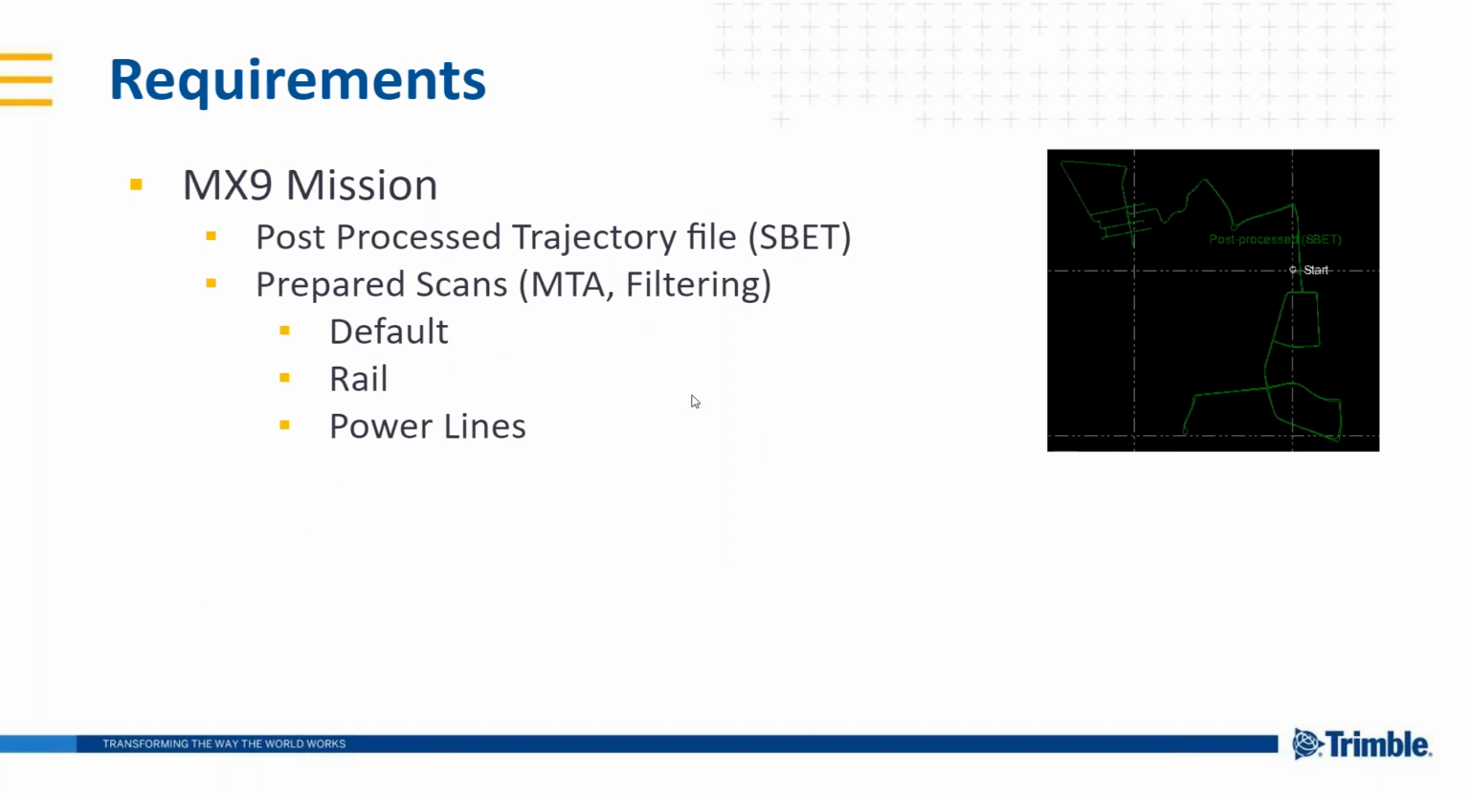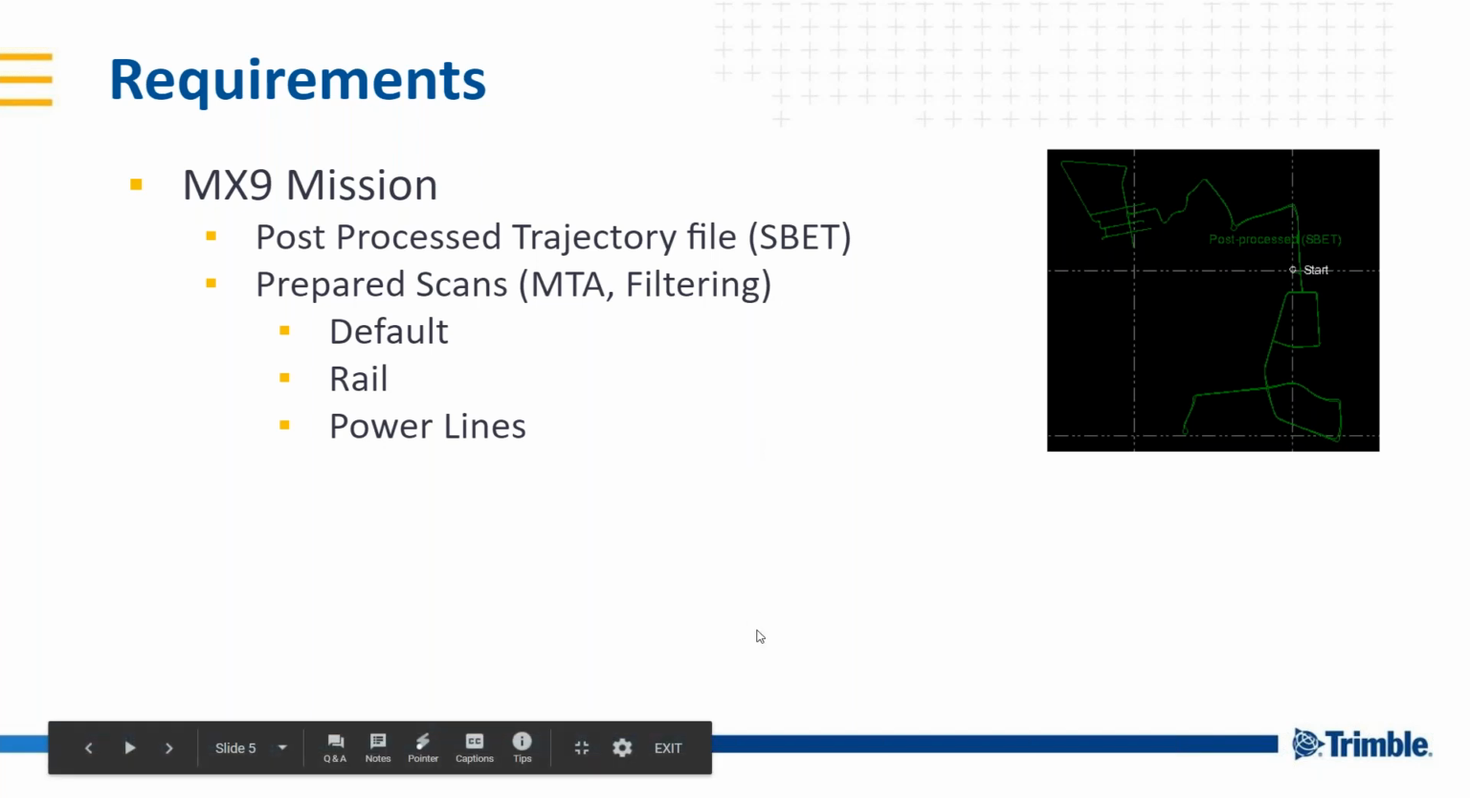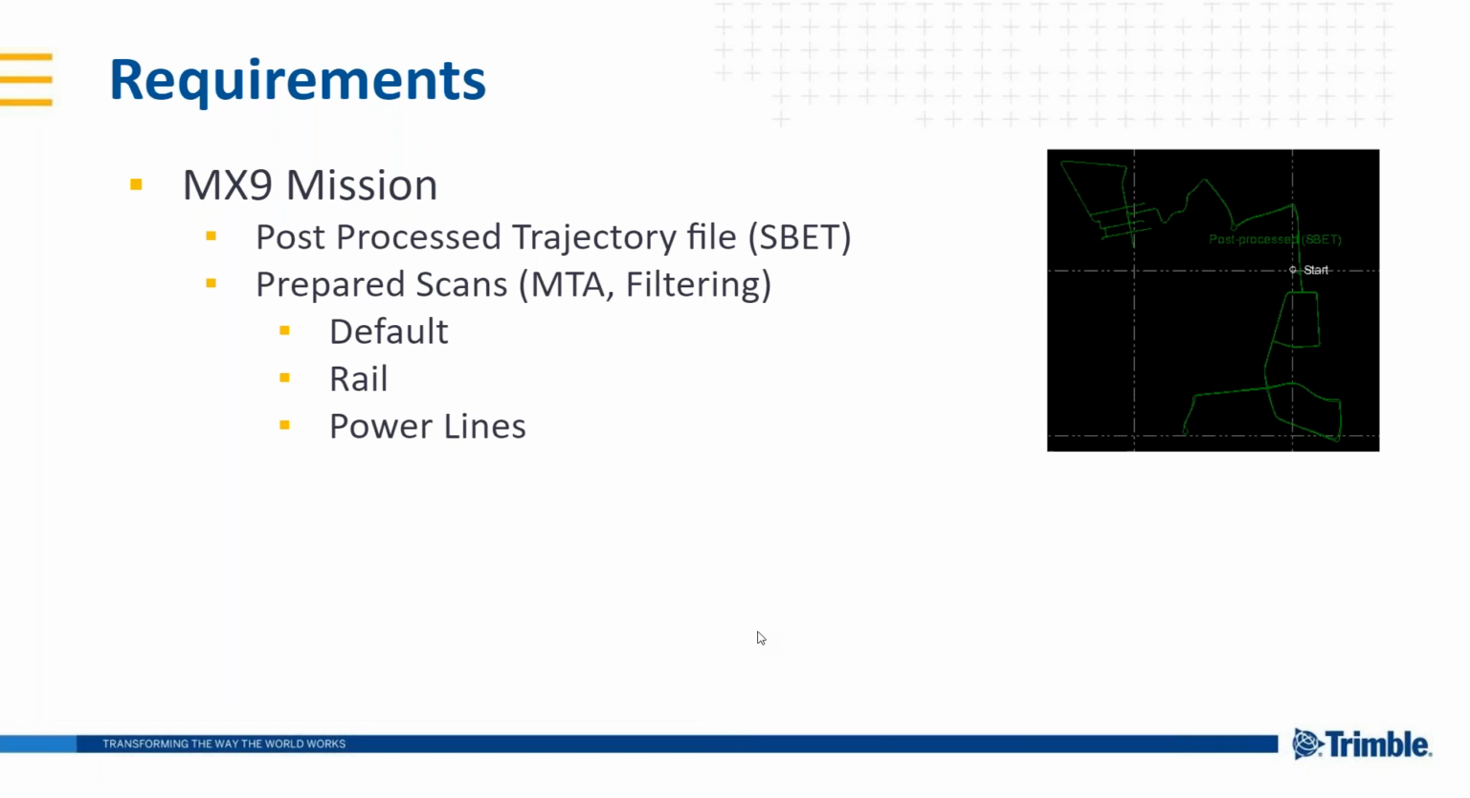Good. So knowing that, we will today be working in absolute accuracy, which I think is the most interesting topic for our customers to know the final accuracy of our collected data. So now I will talk about what we will need for the point cloud registration. The requirements basically are our MX9 data, which has to be imported in TBC by using the post-process trajectory, and also by having prepared the scans.